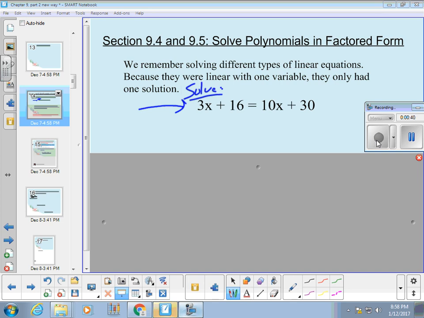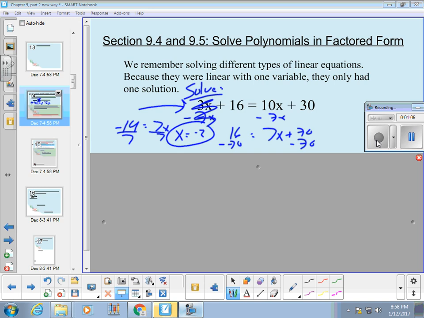To solve linear equations like this, you learn techniques like getting x on one side. So maybe I'd subtract 3x from both sides of the equation to get all my variables to one side of it. So I'd have 7x plus 30 equals 16. Then I'd subtract 30 from both sides, and I'd get negative 14 equals 7x. Then I knew to do inverse operations and divide by 7 to get x equals negative 2. And that's my solution: if I plug negative 2 back into the original equation, it'll make the equation true on both sides.